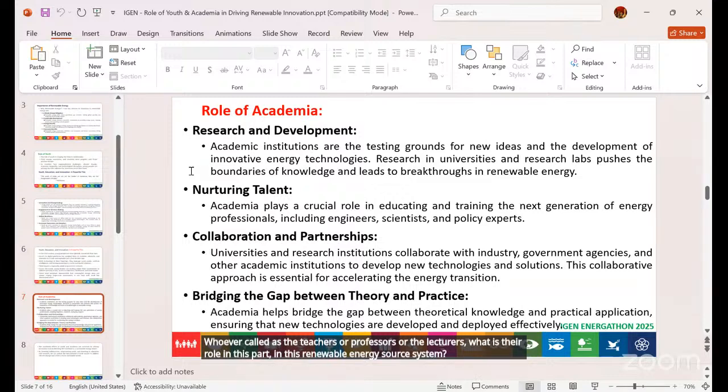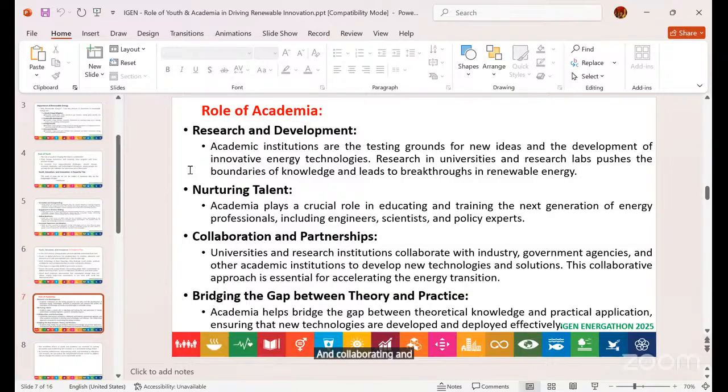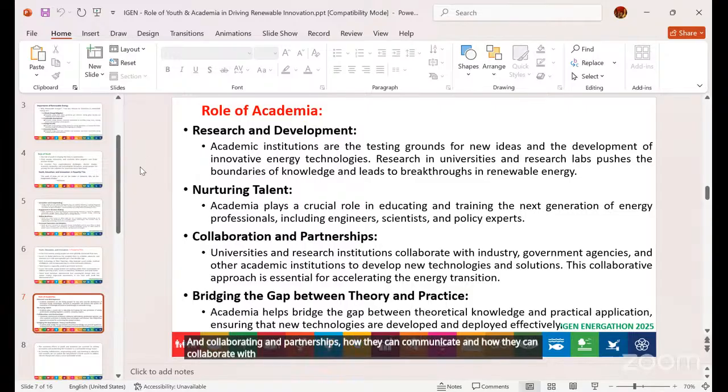First thing is not only teaching the curriculum of your syllabus, but research and development. Next, nurturing their talent, identifying the right students who have innovative thoughts in their minds, and collaborating and forming partnerships, how they can communicate and collaborate with any industries if required, or talk to the lecturers, their students or their professors.